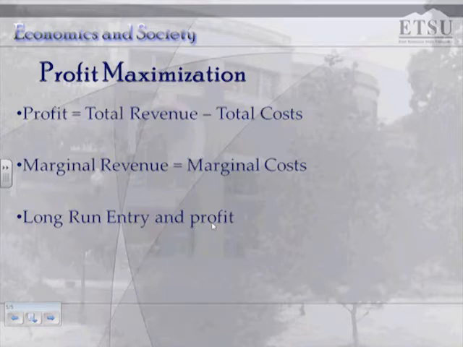Next, we're going to take a look at Chapter 8, the monopolist.